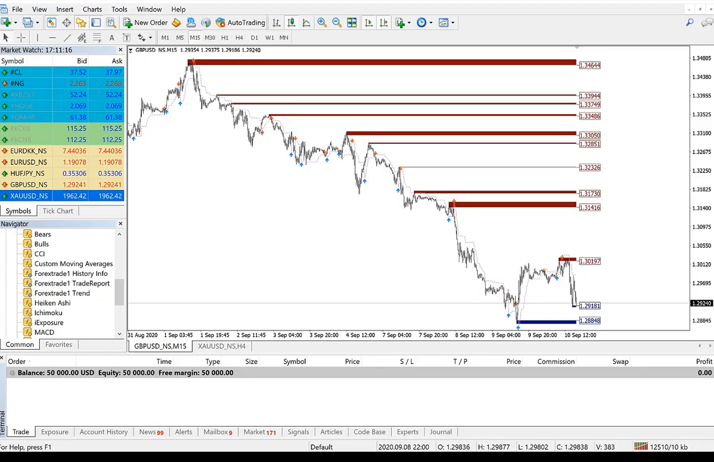I have just, for the sake of understanding, you can see here this is the M15 time frame. So time frame matters a lot. So these are all resistance levels in M15.